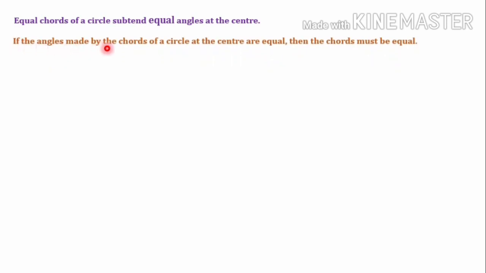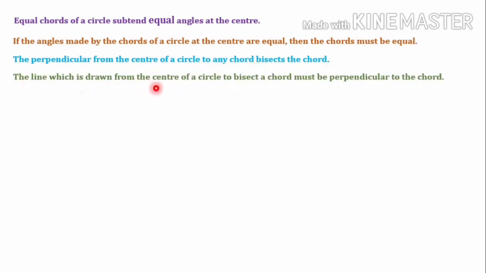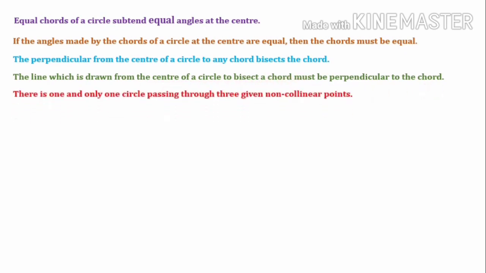Now let's recall all the statements or the results that we have learned so far. The first statement was: equal chords of a circle subtend equal angles at the center. Second one, if the angles made by the chords of a circle at the center are equal, then the chords must be equal. Third one, the perpendicular from the center of a circle to any chord bisects the chord. Next one, the line which is drawn from the center of a circle to bisect a chord must be perpendicular to the chord.